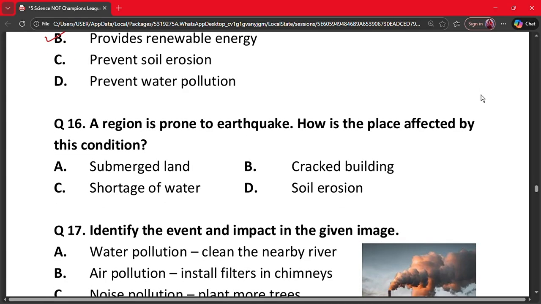Our next question is question number 16. A region is prone to earthquake. How is the place affected by this condition? A. Submerged land, B. Cracked building, C. Shortage of water, and D. Soil erosion. The correct answer is option B. Earthquakes shake the ground, causing cracks in buildings, roads, and other structures.